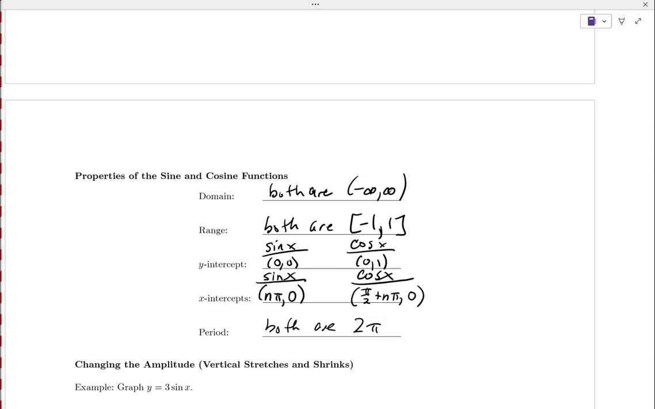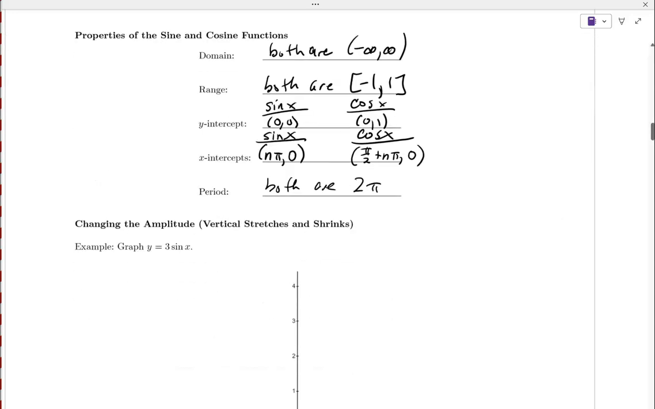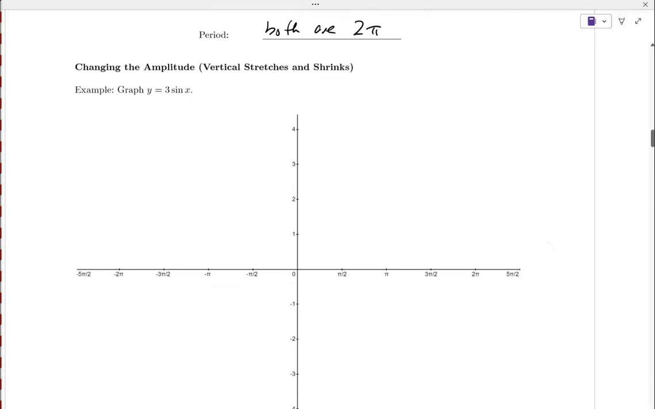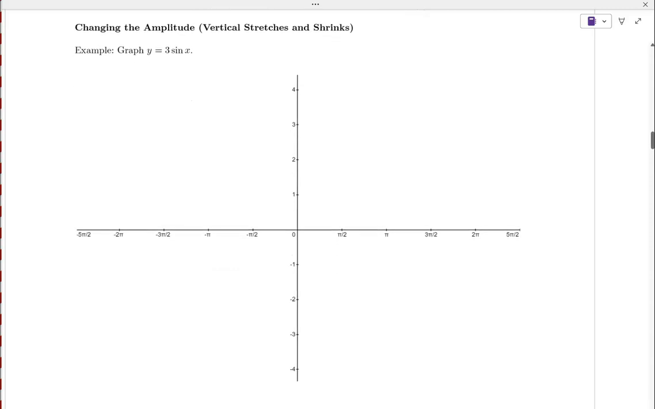So again, domain, range, period, they all have the exact same domain, range, and period. The intercepts change, though, depending on which one you're talking about. Questions on that? Okay. So what we're going to do now is talk about how we can transform sine and cosine into other graphs. Okay?